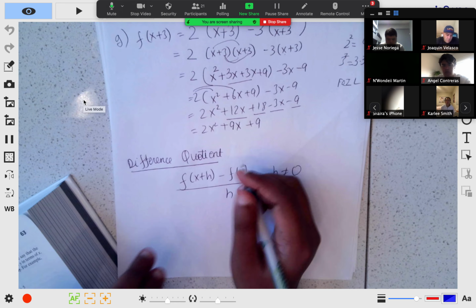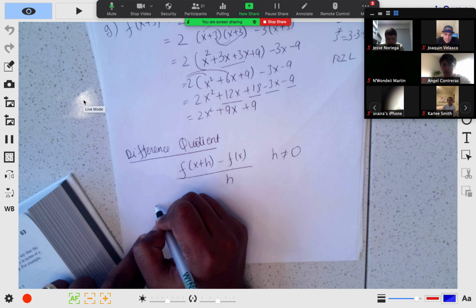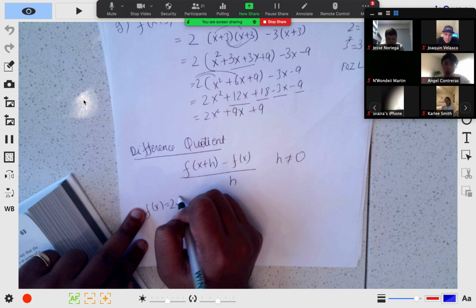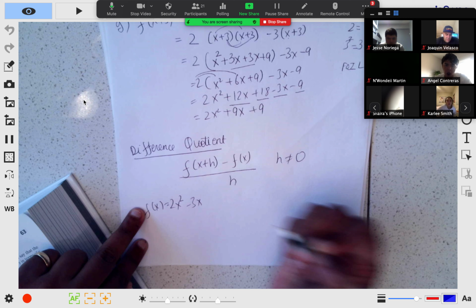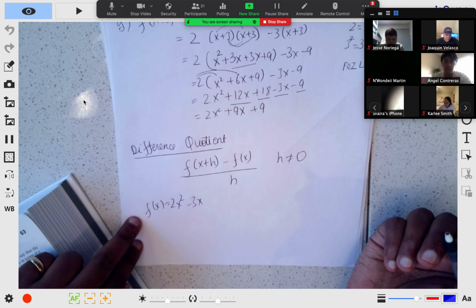Okay, so let's see how you do it. You're given a function. Suppose, let me take an example. You're given f(x) is equal to 2x squared minus 3x. Again, we are taking the same example. They say you have to find the difference quotient of each function.